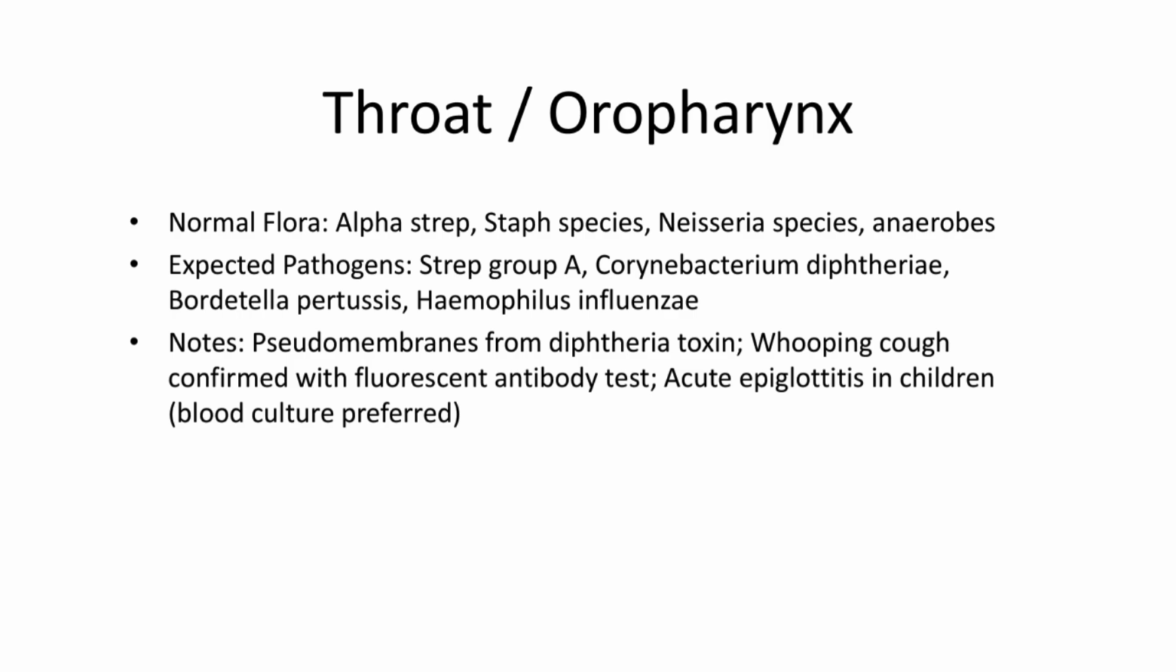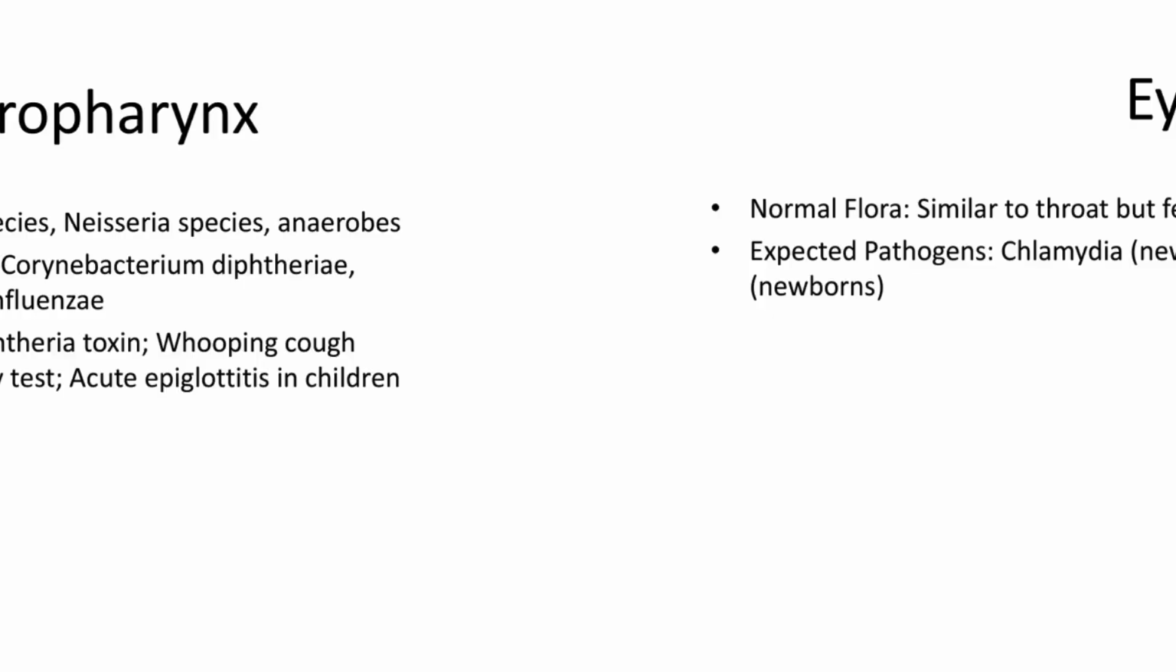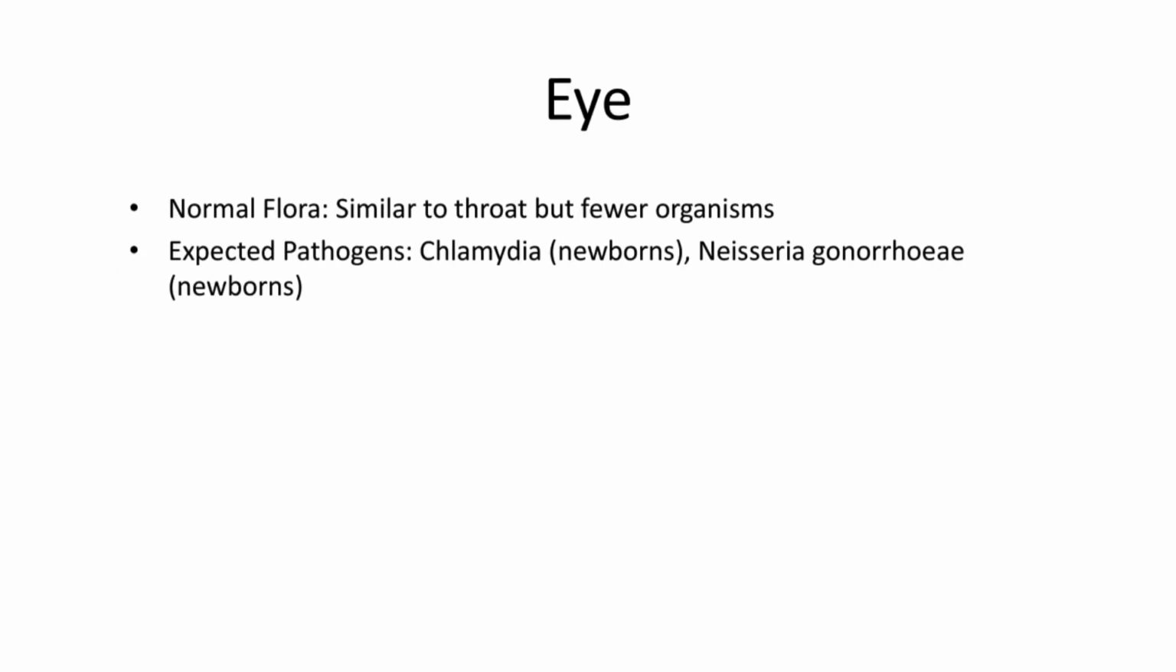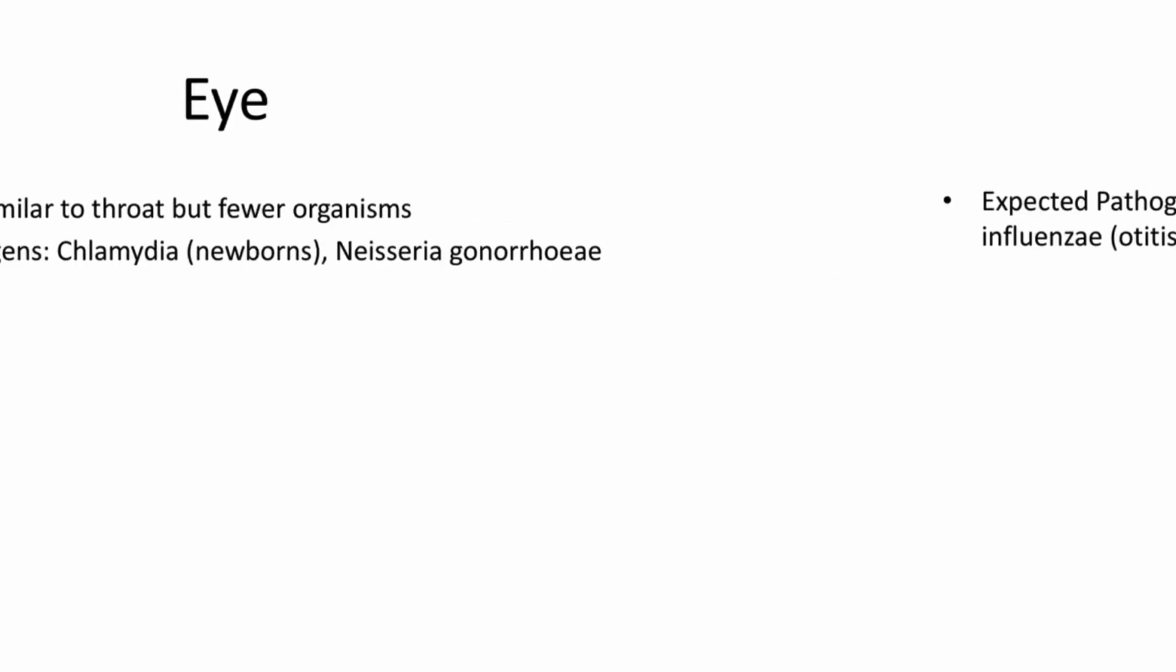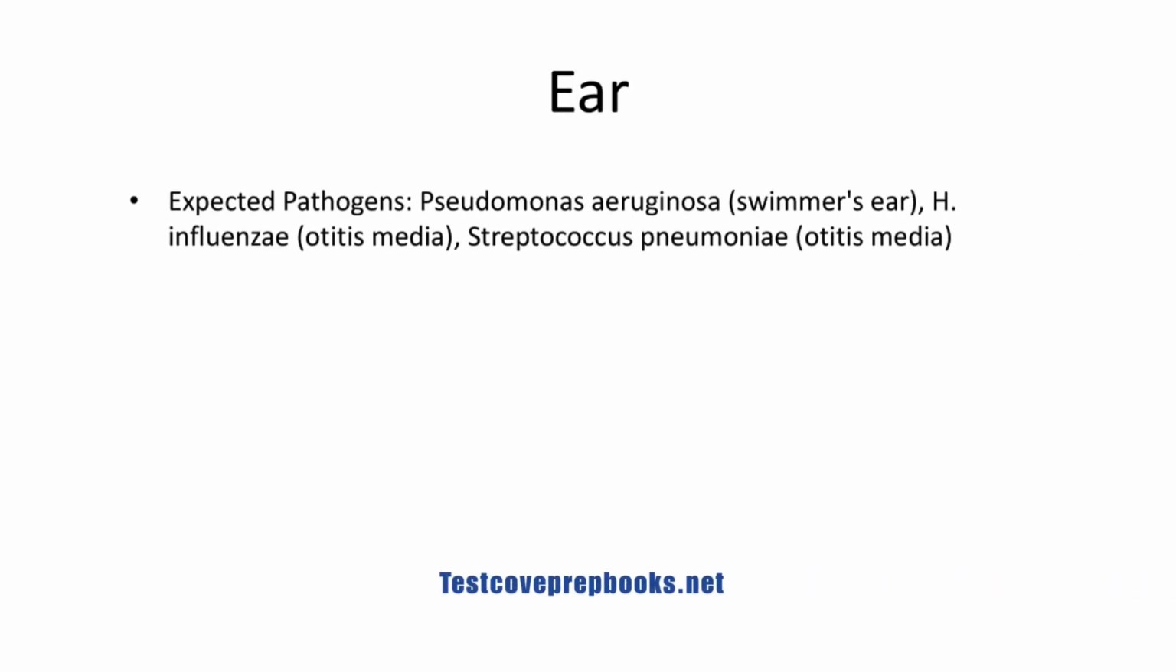Whooping cough is confirmed with fluorescent antibody testing, and acute epiglottitis in children should be diagnosed using blood culture rather than throat culture. For the eye, pathogens include Chlamydia and Neisseria gonorrhoeae in newborns. For the ear, Pseudomonas aeruginosa causes swimmer's ear, while Haemophilus influenzae and Streptococcus pneumoniae are common causes of otitis media.